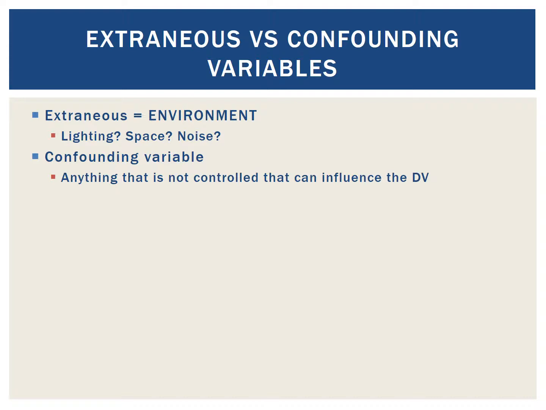So extraneous variables might impact what we call external validity. That's the extent to which our results can be generalized to other situations. And that's the goal of research. With research, we're looking for principles that can be applied across situations.